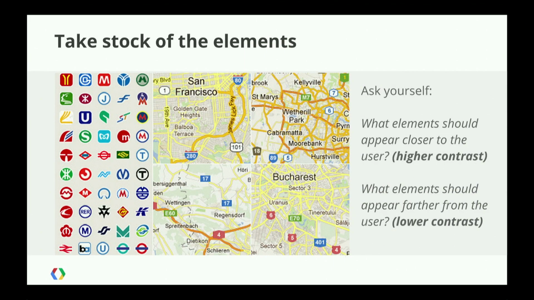So taking stock of the elements and information types forces you to prioritize what's most important and least important. What should be really, really high contrast on the top of the map, and what should be fundamentally burned into the map in a little bit more subtle or lower contrast.